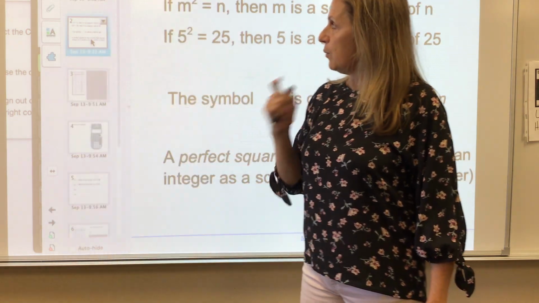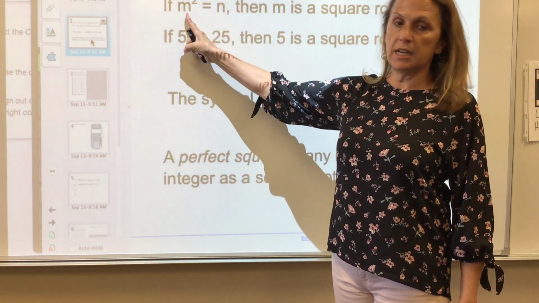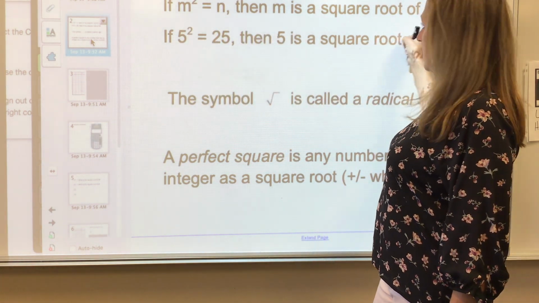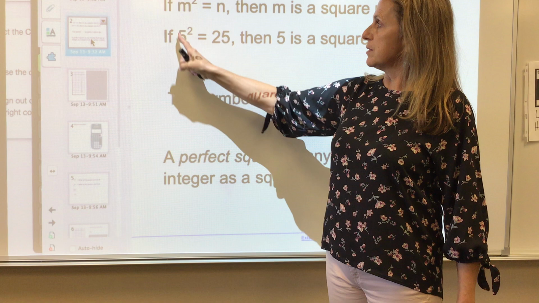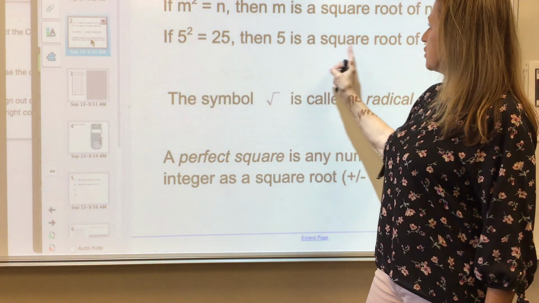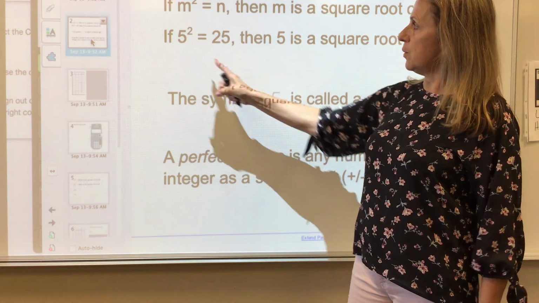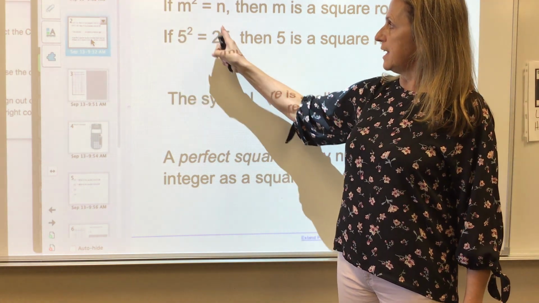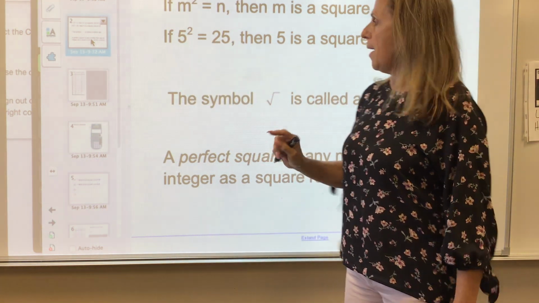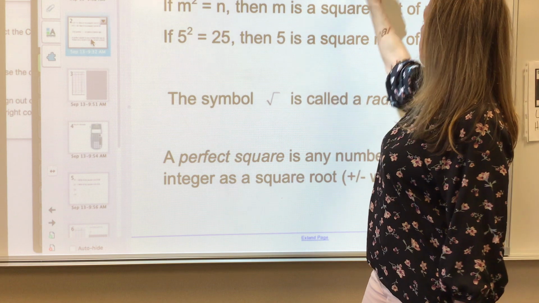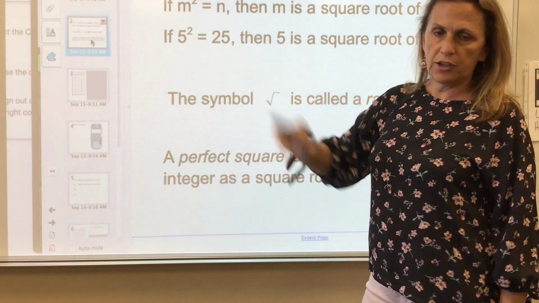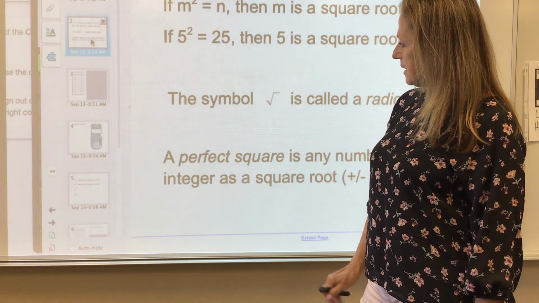But basically what that one said is, if we're taking a number and we're squaring it, then m is the square root of n. So if I took a number such as 5, squared it, and I got 25, then 5 is the square root of 25. So whatever number you square to get this makes that number this number's square root. The symbol that we use looks like this. And there's a button on your calculator. We'll talk about it in a minute.